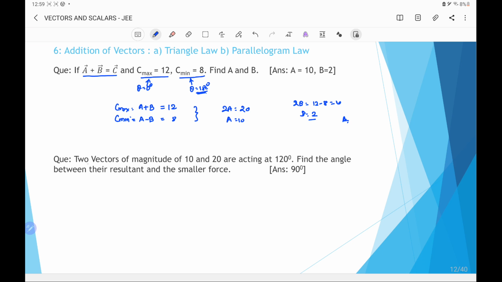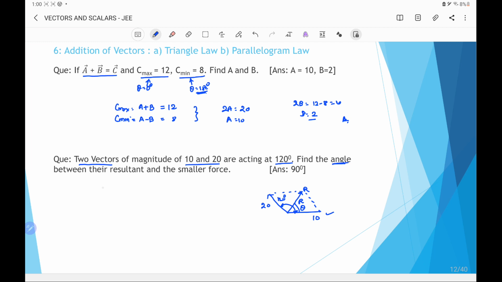Next question is, two vectors are given having the magnitude 10 and 20 acting at an angle of 120 degree. Find the angle between the resultant and the smaller force. Using the parallelogram method, this is the vector of magnitude 10 and another vector of magnitude 20. And if we complete the parallelogram, the diagonal will give the resultant R. Total angle between the two vectors is 120 degree, and we have to find the angle theta between the resultant R and the smaller vector 10.